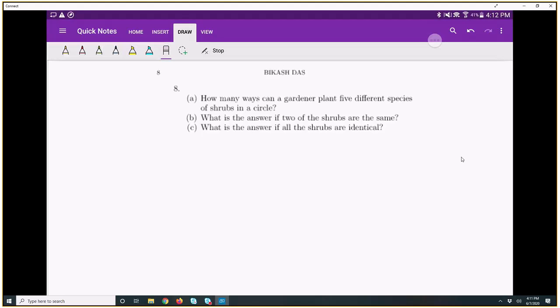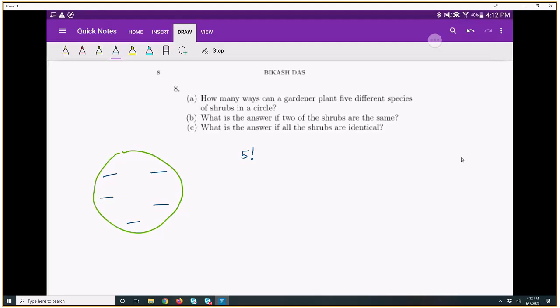Now the next question is, how many ways can a gardener plant 5 different species of shrubs in a circle? So let's assume we have a circular garden, and I'm going to put 5 spots here for 5 different shrubs. How many ways can the gardener plant 5 different species? So we know that we're thinking about permutations. So I'll say I have 5 choices for the first spot, then 4 choices for the next spot, and so on. So that would give me 5 factorial.